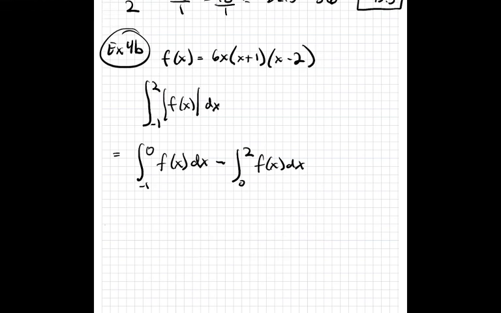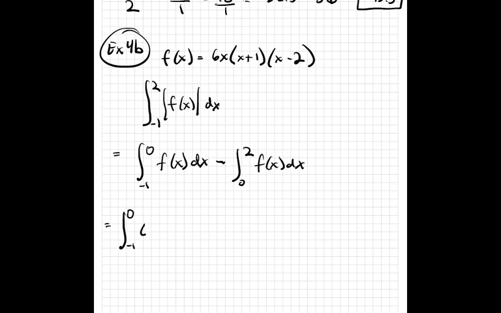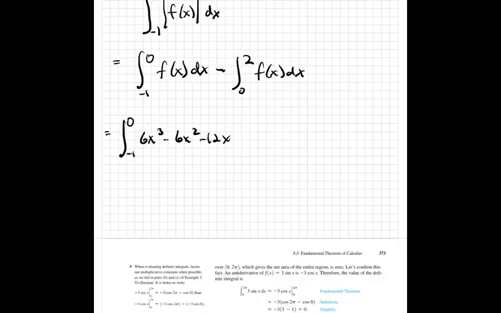All right, let's do from -1 to 0. 6x cubed minus 6x squared minus 12x. We said minus 0 to 2, 6x cubed minus 6x squared minus 12x dx. Okay. I mean, this will get us there. I don't feel like doing it. I'll probably finish this one out and leave the rest as an exercise.